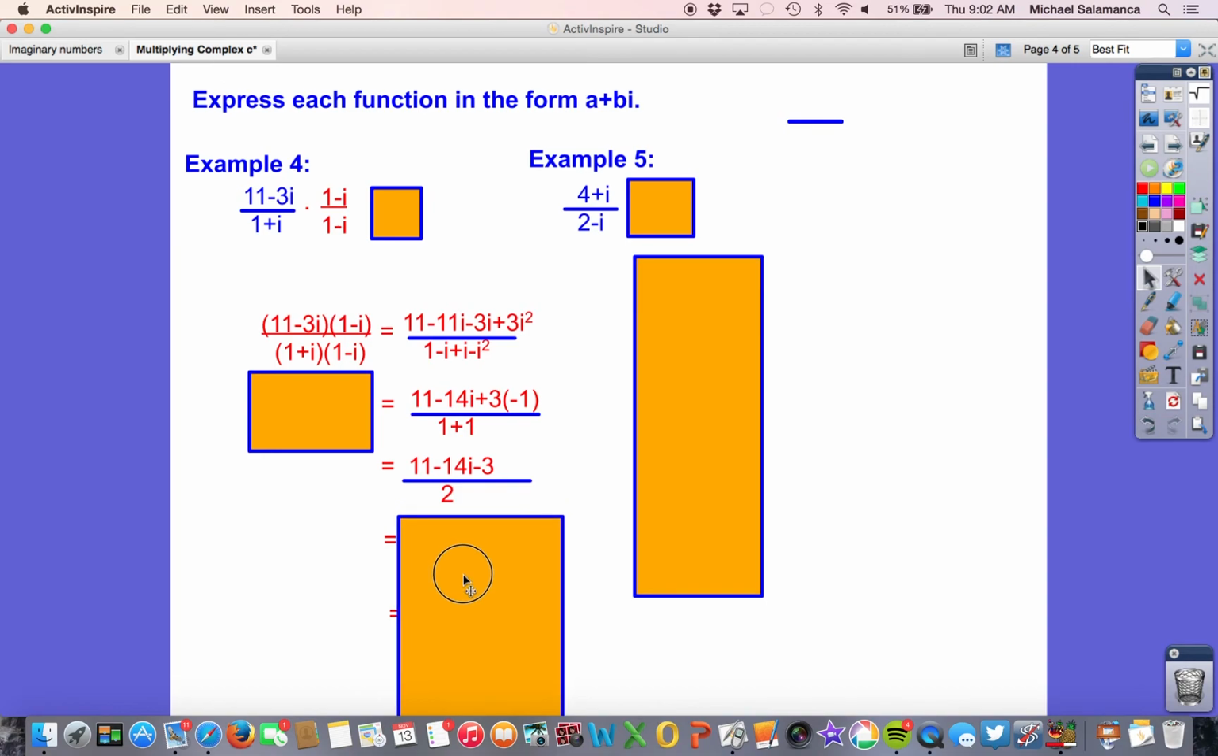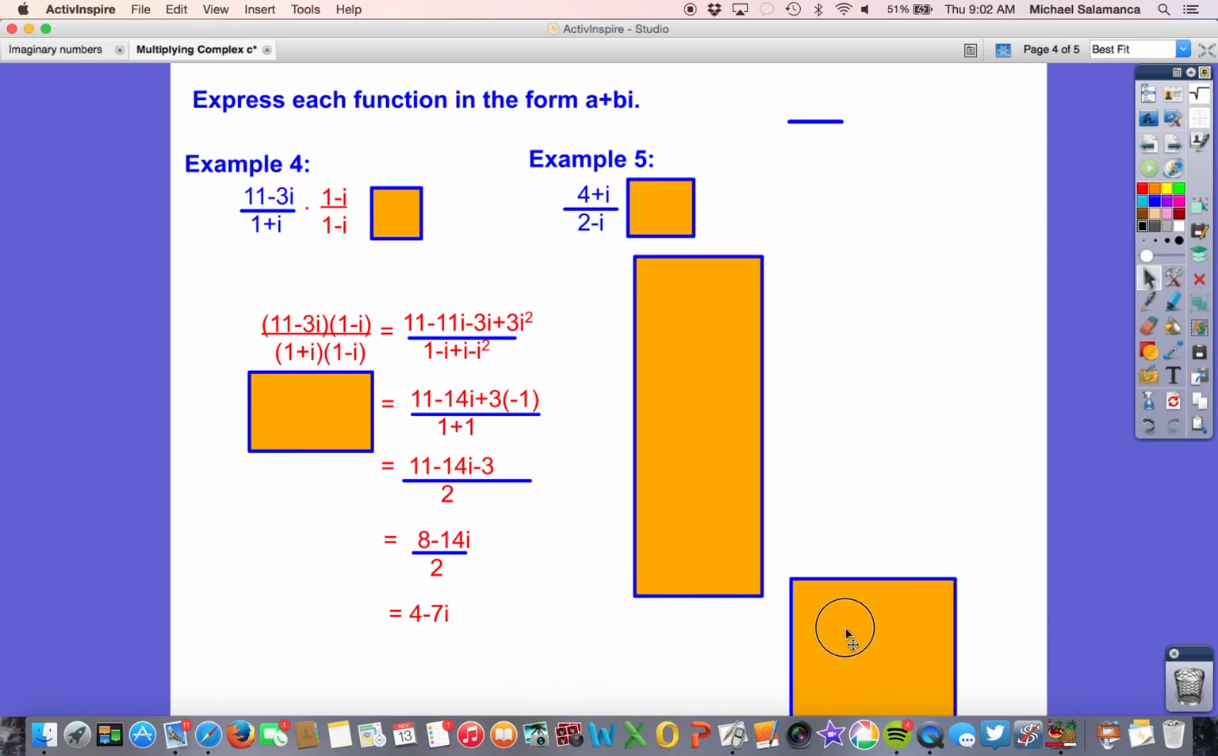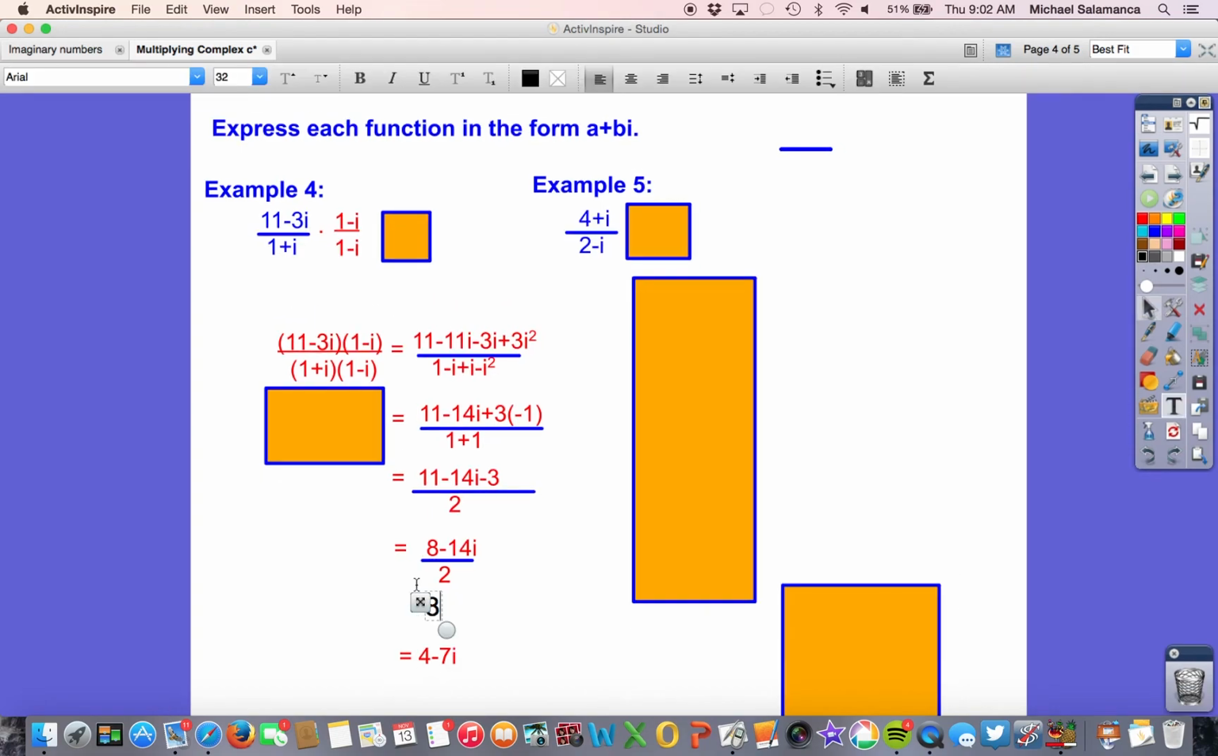So we combine those and we get 11 minus 14i minus 3, all divided by 2. We combine like terms again. 11 minus 3 is 8, minus 14i, all divided by 2. And because we are putting this in the form a plus bi, we have to separate these things. So what actually happens here is that you get 8 divided by 2 minus 14i divided by 2. So 8 divided by 2 is 4, and 14 divided by 2 is 7, so negative 7i.